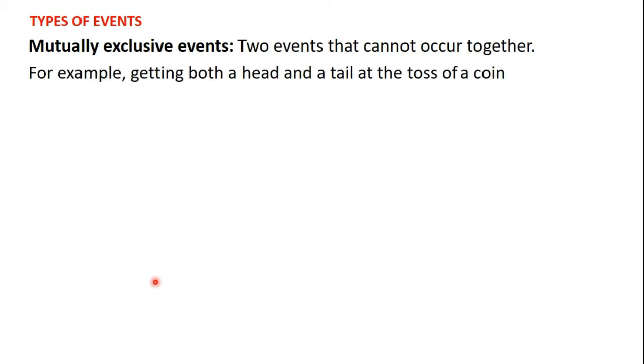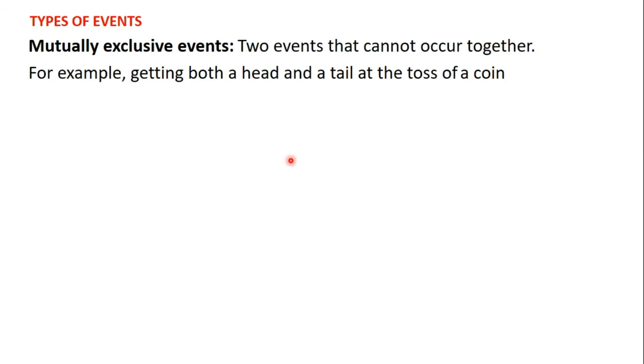For example, getting both a head and a tail at the toss of a coin. We know that a fair coin has a head and a tail. So one face is a head and the other face is a tail. When you toss such a coin, you can't have a head and a tail at the same time. The coin will definitely land on only one of them. So it's either it will land on the head or on the tail. So when you toss a coin, you can't get a head and a tail at the same time.